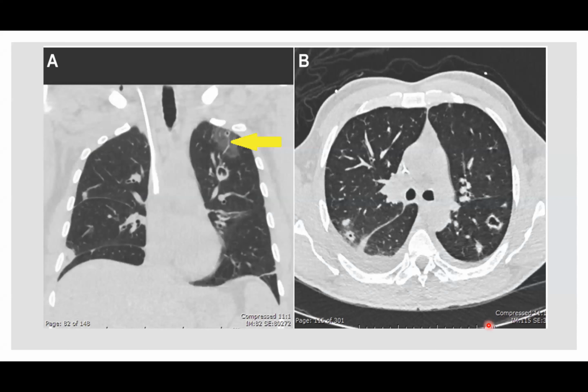So this is again a CT image of septic pulmonary emboli. So A is a coronal image. And we see multiple nodules with different stages of cavitation, but the arrow in A is actually pointing to a feeding vessel there with the cavitation at the top. And then B is the axial image again, showing multiple pulmonary nodules with central cavitation.